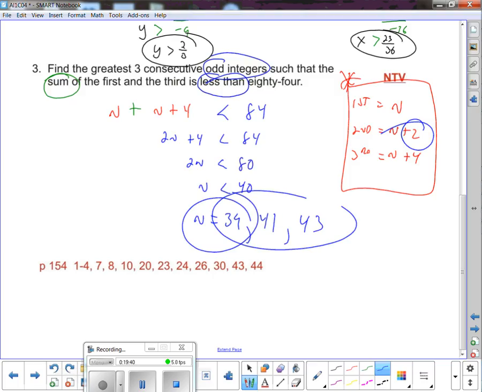And in case you don't think it works, let's check it out. Let's take the first number, 39, and let's add the third, 43. 39 and 43 is what? 82, and 82 is less than 84. It worked.